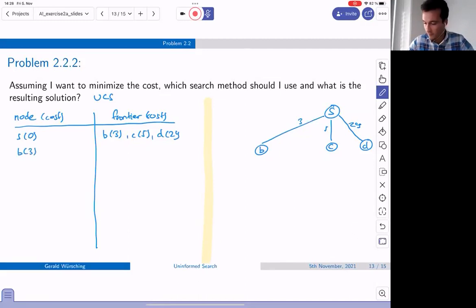Again, we have 3 actions. So we can expand our tree like this. BB, if we take the bus twice, we have BC, and we have BD.